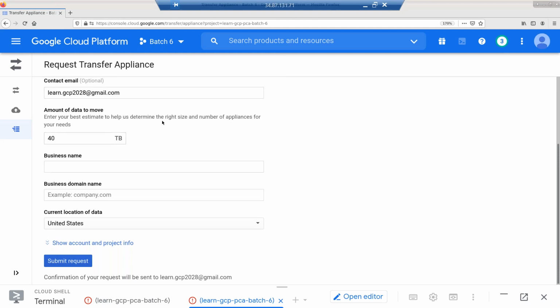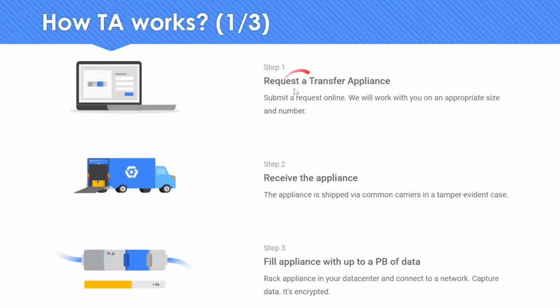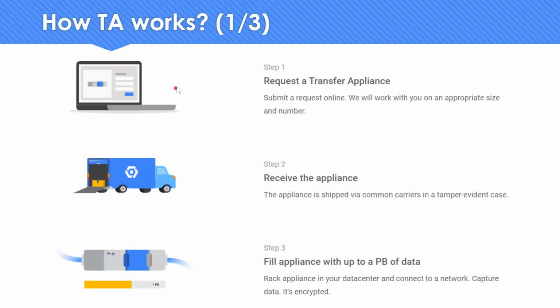Then what is going to happen? Somebody is going to get back to you with a confirmation email and it's going to be shipped to your data center. What's going to happen is going to happen something like this. Step one, I'll come back to what this rehydrator is in a minute. So go to your Google Cloud console, order it. What is the volume? You mention it.